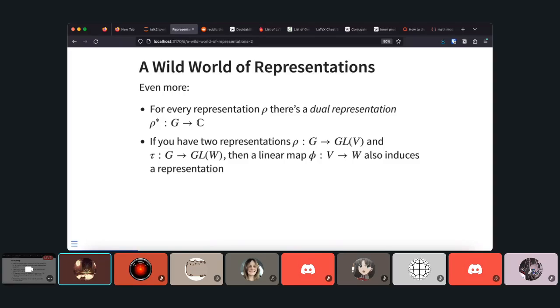You have this map. You have a map from G to C, and you get a representation. And if you have 2 representations and you have a linear map between them, then there's, I don't know, the point of this is that as soon as you start looking for representations, you start seeing them everywhere.